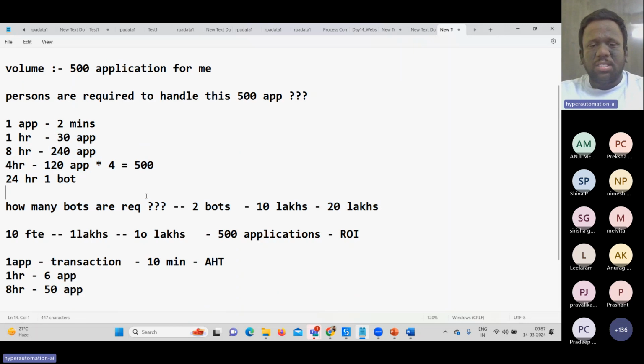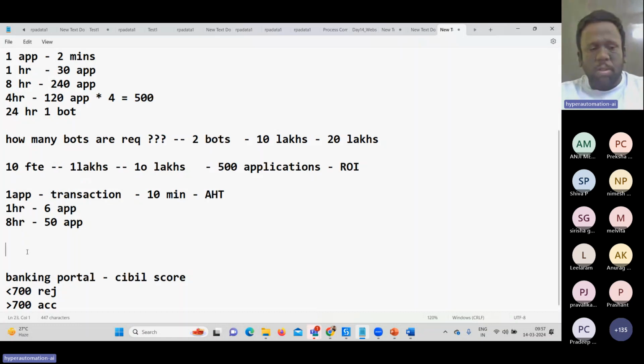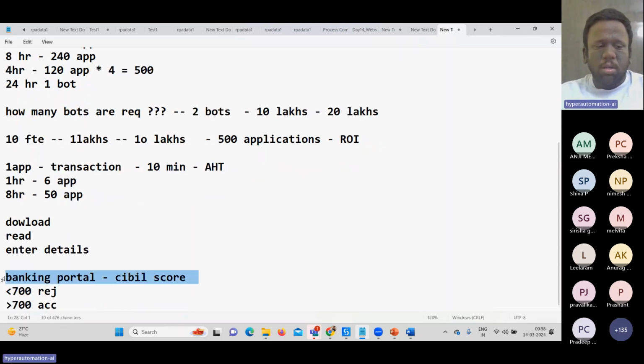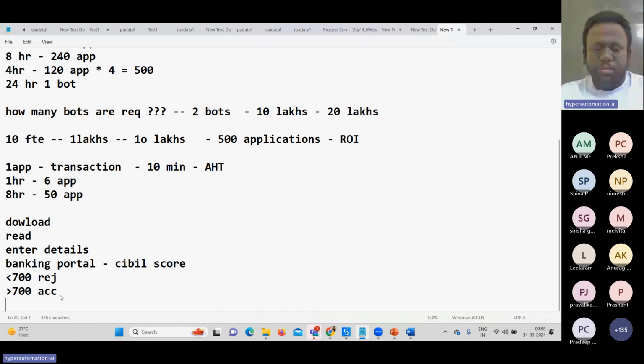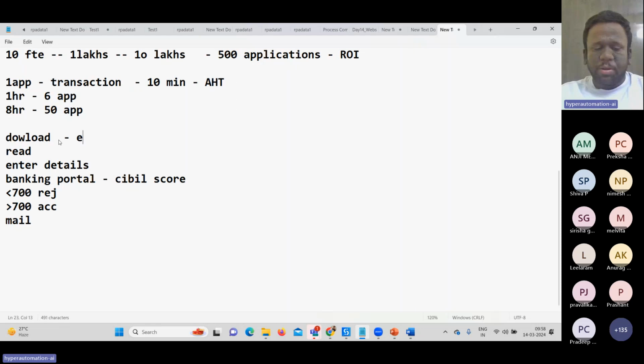automation. Right? We have just introduced some key terminology here: transaction, FTE, which is full-time employees, AHT, which is average handling time, and ROI, which is return on investment. And here we have also talked about the loan approval process. The first step is to download all your applications, read all your data, and enter the details into the banking portal, right? Then you generate a CIBIL score, take a decision, and finally mail back to the customer, right? So how many applications are used in this particular process? For downloading, you read your data in terms of Excel, and to enter, you have a web-based application. And for mail, you utilize either Gmail or Outlook.